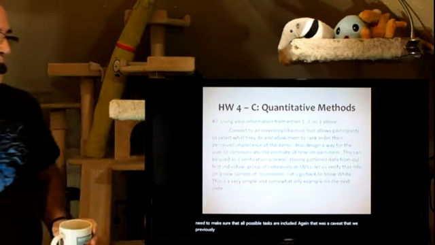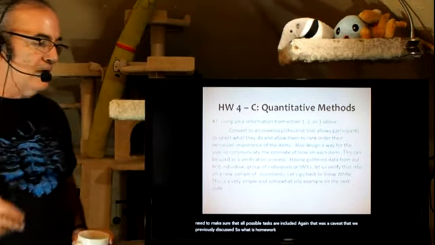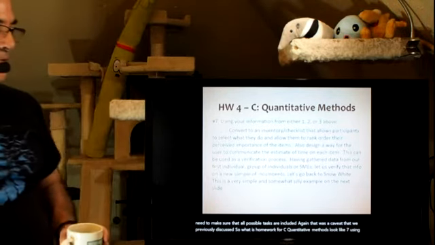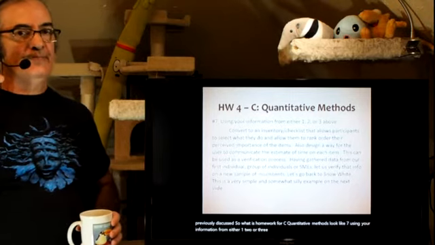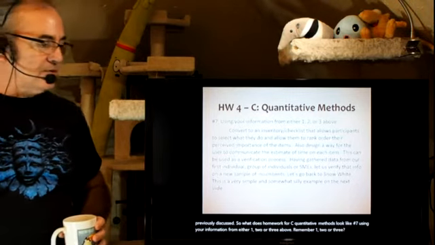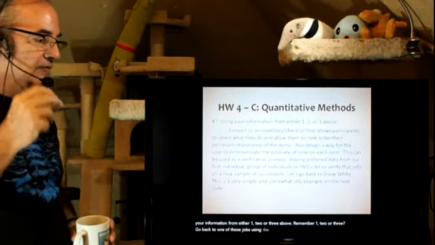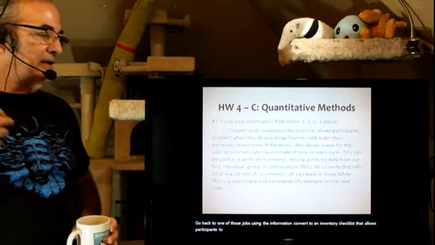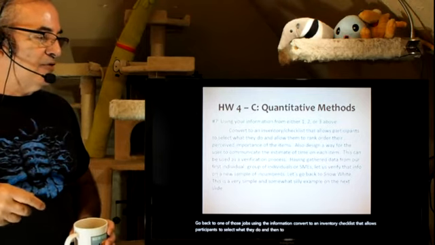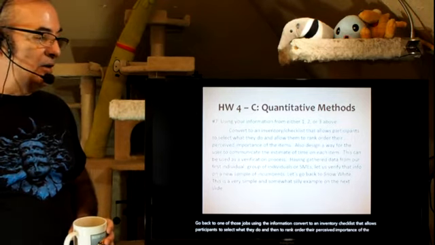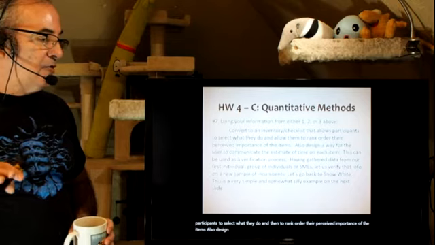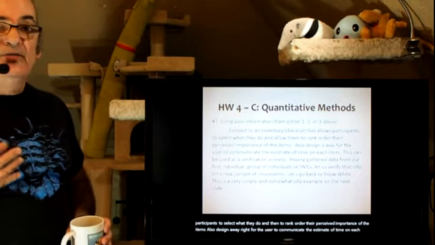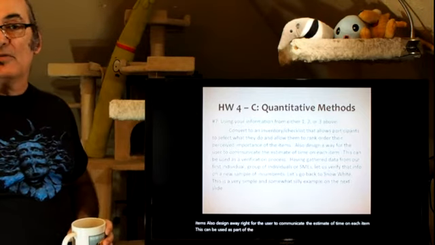So, what does homework 4C, quantitative methods, look like? Number 7, using your information from either 1, 2, or 3 above. Remember 1, 2, or 3? Go back to one of those jobs and, using the information, convert to an inventory checklist that allows participants to select what they do and then to rank order their perceived importance of the items. Also design a way, right, for the user to communicate the estimate of time on each item. This can be used as part of the verification process in observing the job.